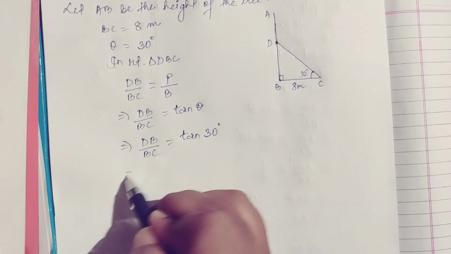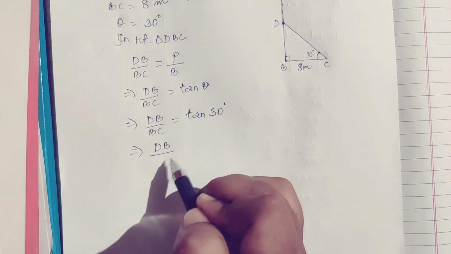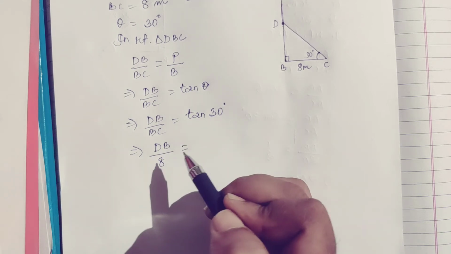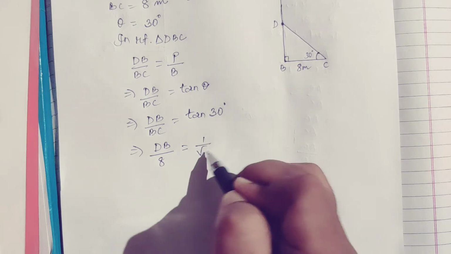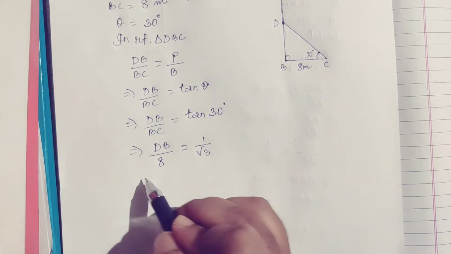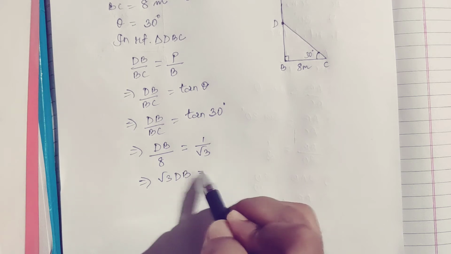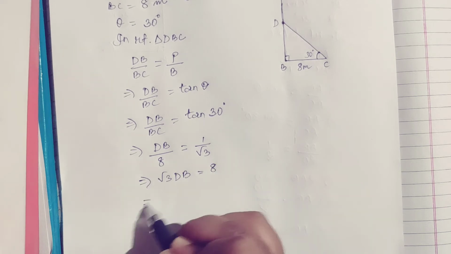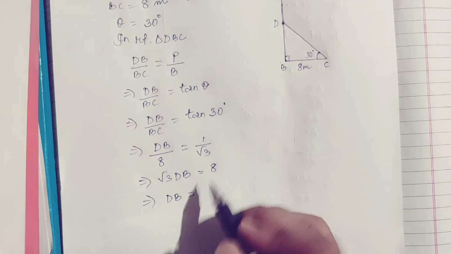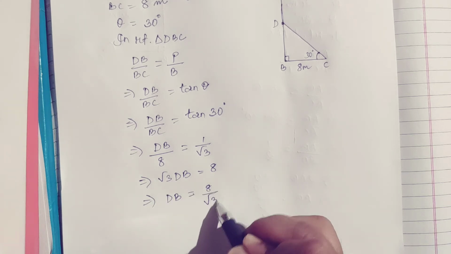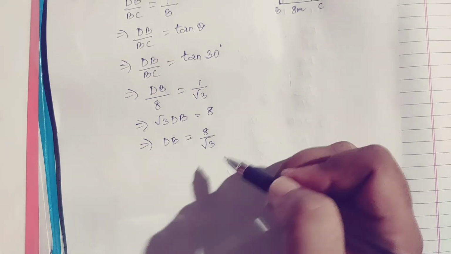So now we'll put the values. DB is unknown, so we'll just write it as DB, and BC is 8, equal to tan 30. So the value of tan 30 is 1 by root 3. Then we'll cross multiply. Root 3 DB is equal to 8 into 1 is 8, or we can write DB is equal to 8 divided by root 3, because if you bring root 3 to the right hand side it will be divided. So DB we got 8 by root 3.